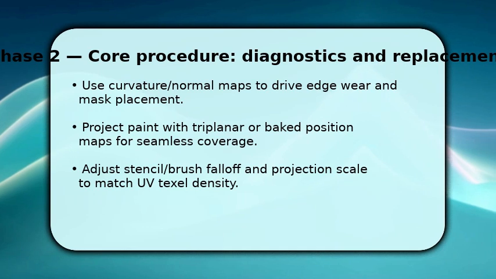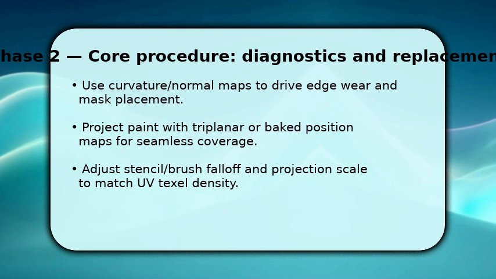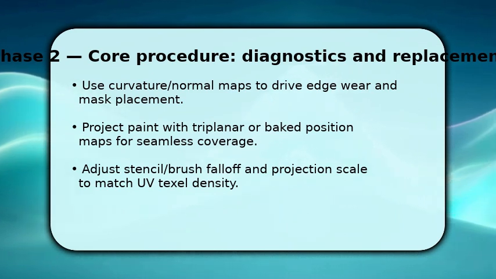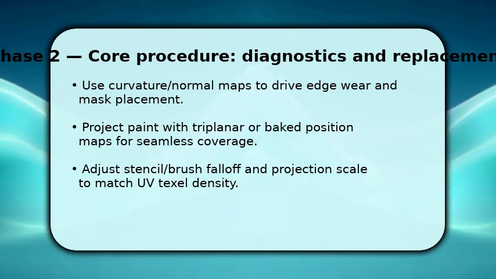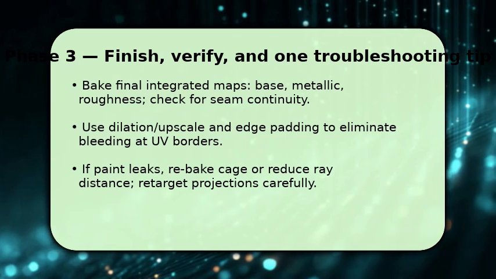It blends across islands. While painting, adjust brush falloff and projection scale to match textile density, so strokes retain consistent, sharp detail. Finally, you bake the integrated maps and inspect the model for seams and leaks, then fix remaining issues.